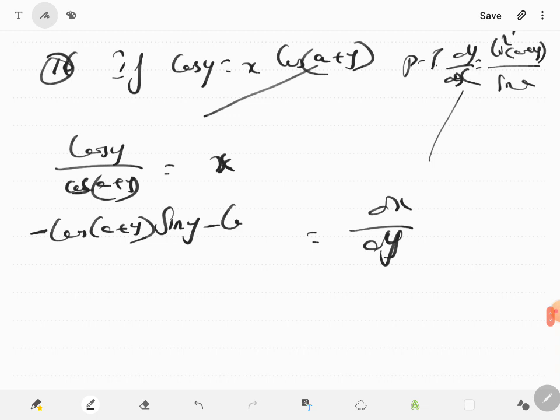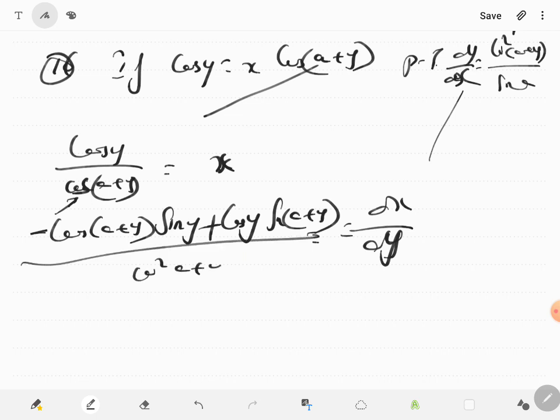Differentiate the top: minus sin y and dy by dy only, so it's 1. Minus, what is the numerator? Write it as it is. Differentiate denominator, cos of (a plus y) is minus sin of (a plus y) dy by dy only, by cos square (a plus y).